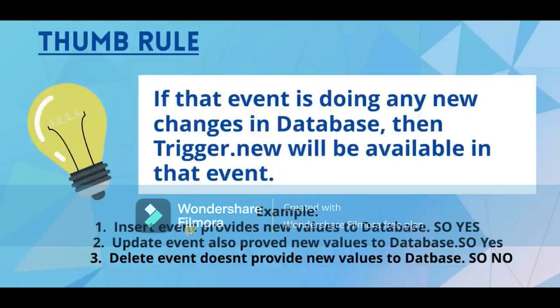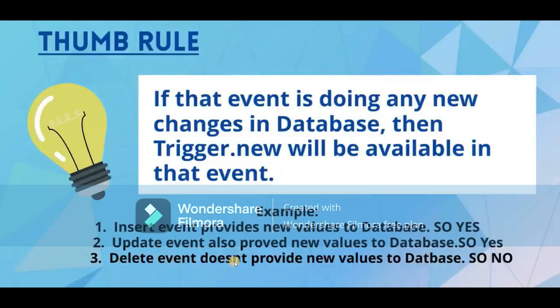For example, the insert event provides new values to the database, right? So whenever you're doing an insert, you are providing new values to the database. If you provide new values to the database, then Trigger.new will be available. So in the insert event, both in before and after insert, you will see Trigger.new. Now, the update event also provides some new values, right? Whenever you're updating, you're providing new values overriding the old values, which means you're also providing new values into the database. Hence, Trigger.new will also be available in both before update and after update.